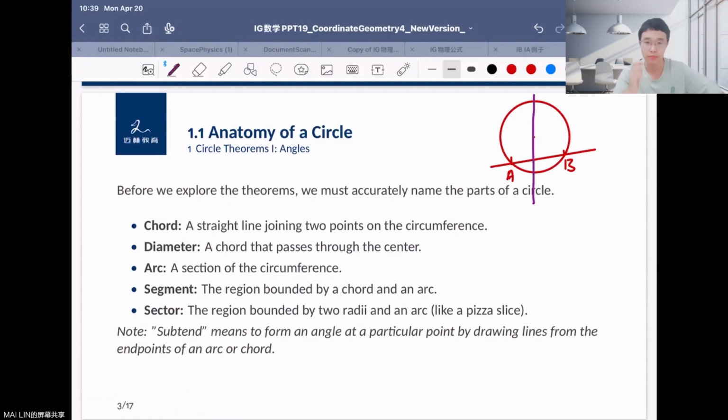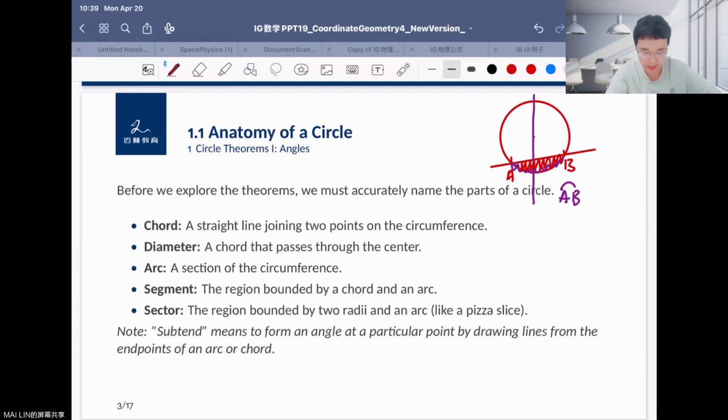And the arc means a section of the circumference. So here, this is the arc AB. And a segment means a region bounded by a chord and an arc. So here is a segment. That is for the segment.